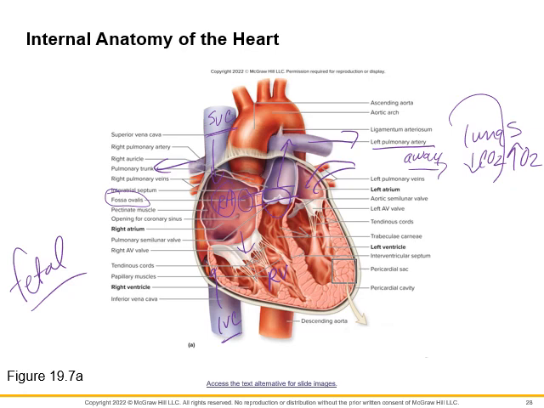The oxygenated blood from both lungs gets deposited into the left atrium. It goes through the bicuspid valve, or the left AV valve, and then it travels into the left ventricle. From the left ventricle, it's going to travel through the aortic semilunar valve and come around and exit the aorta.